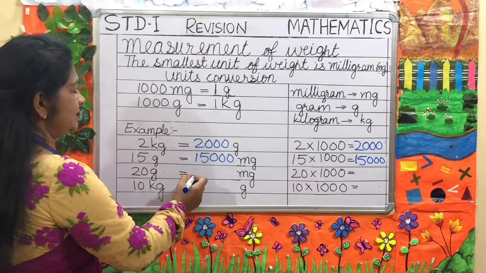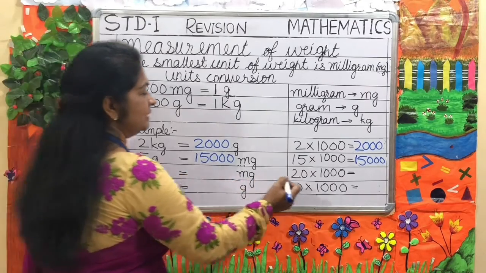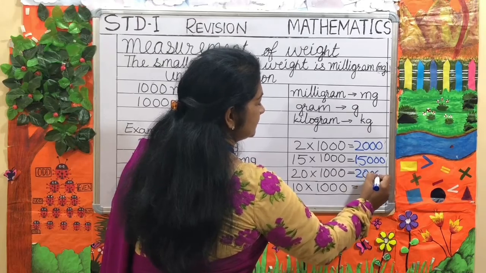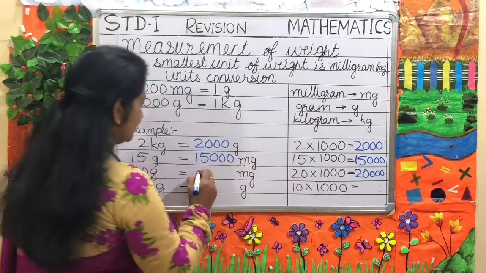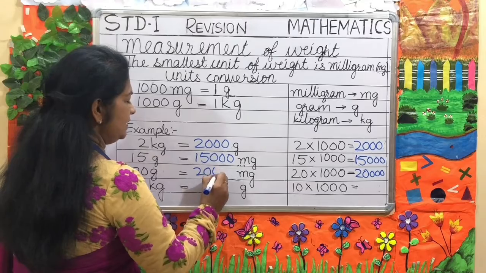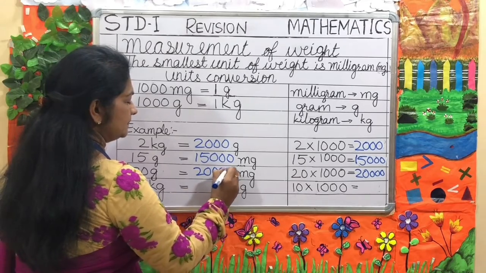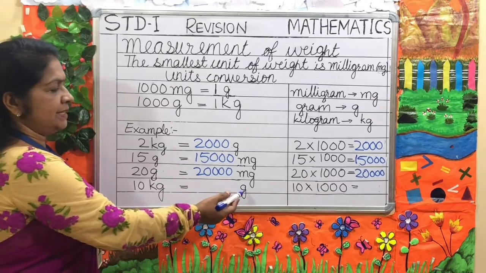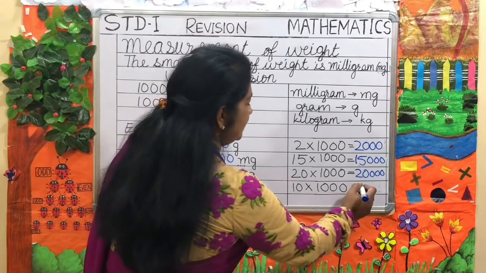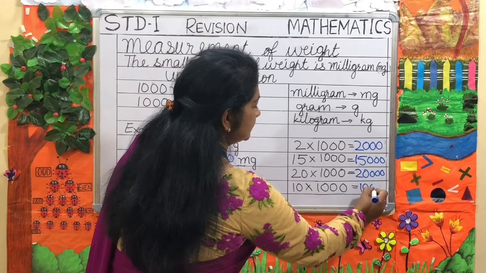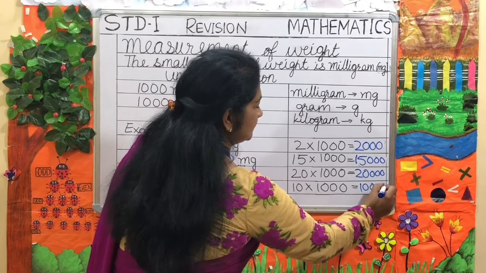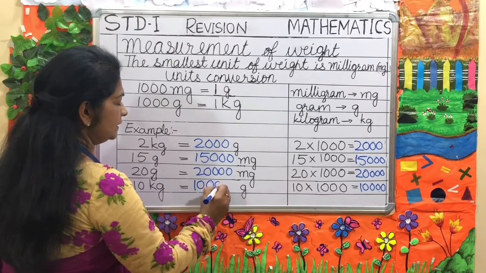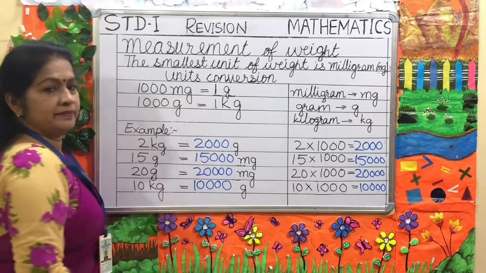Next, 20 gram is equal to dash milligram. 20 into 1000, 20,000 milligram. Next, 10 kg is equal to dash gram. 10 into 1000, 10,000. 10 kg is equal to 10,000 gram.